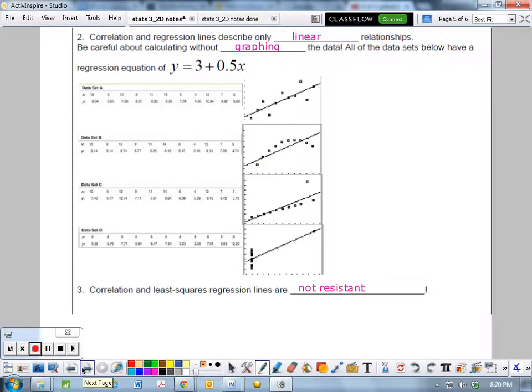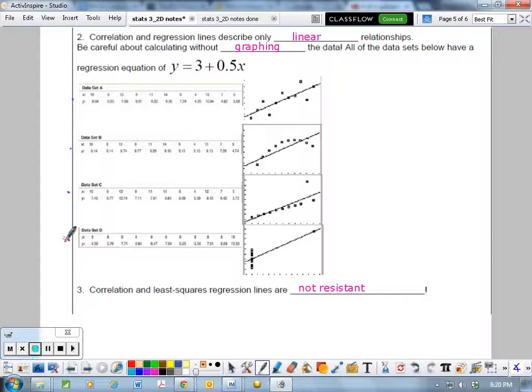Okay. Correlation and regression lines describe only linear relationships. Please be careful about calculating without graphing the data. All of the data sets below have the same regression equation. So we've got data set A, data set B, C, and D. All the same regression equation, but look how different the data is.